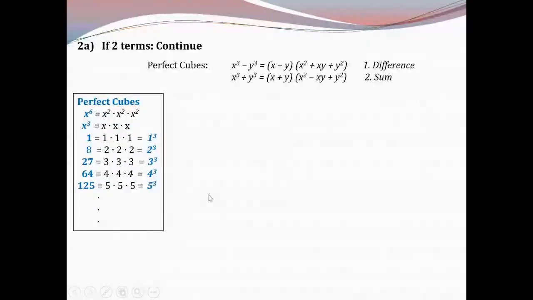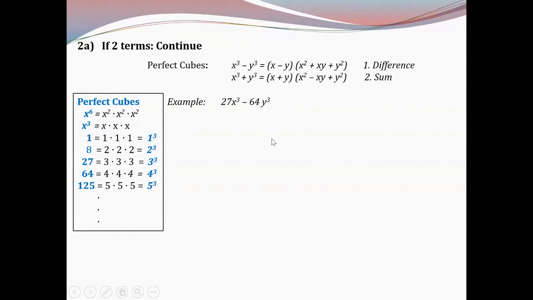Again, these are the perfect cubes on the left. So we have 27x cubed minus 64y cubed. Again, which one is it? Is it 1 or 2? It's going to be number 1, the difference. So here, guys, let's do this. Is 27 a perfect cube? Yeah, it's 3 cubed, 3 cubed is 27. And is 64 a perfect cube? Yeah, it's 4 cubed.